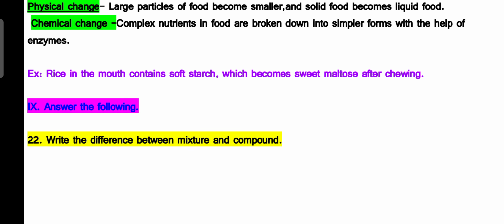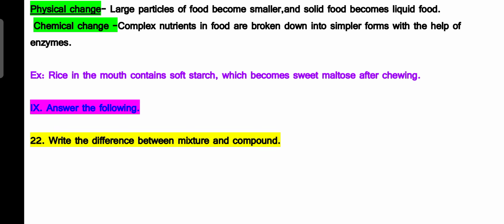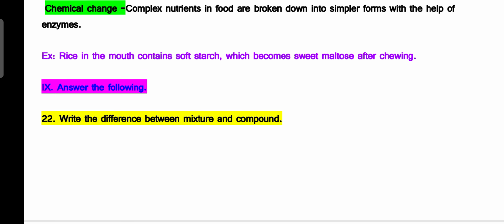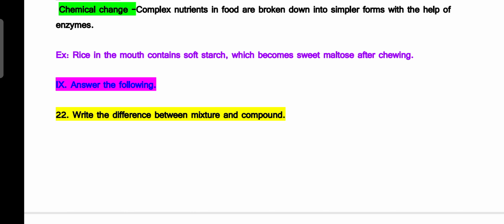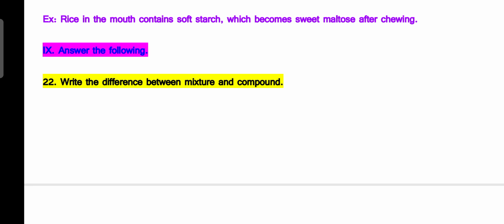Example I have taken: when you put rice in the mouth, it is starch without any taste. After you chew it and mix it with saliva properly, the starch becomes sweeter because maltose is formed due to the salivary amylase enzyme. This is an example to show that the chemical change happens in the mouth itself and it continues in the digestion process. Now, let us move to the next section.